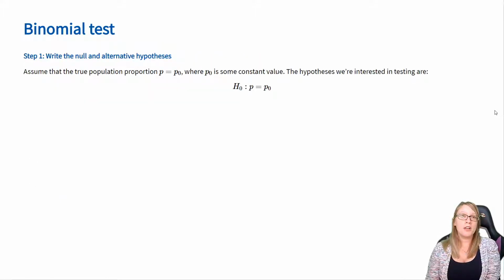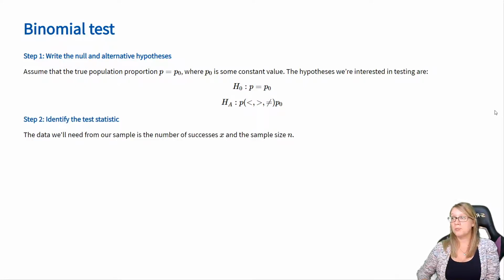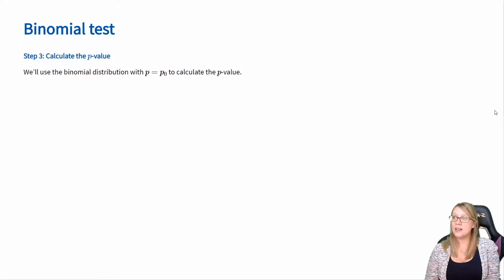Now let's talk about how the binomial test is going to work. Like any other hypothesis test, there's essentially 4 steps. Step 1 is to write the null and alternative hypothesis. So we will assume that the true population proportion p is equal to some value, say p0. So our null hypothesis is that p is equal to p0. Our alternative is something else, either less than, greater than, or not equal to. Second step of any hypothesis test, identify the test statistic, or what you need from the data to get the test statistic. Here what we need are the number of successes, x, and the sample size, n.